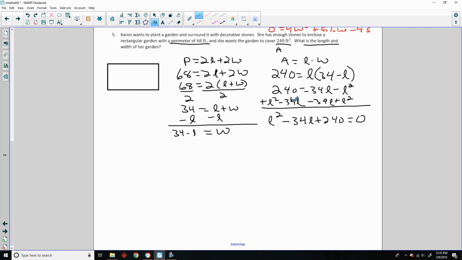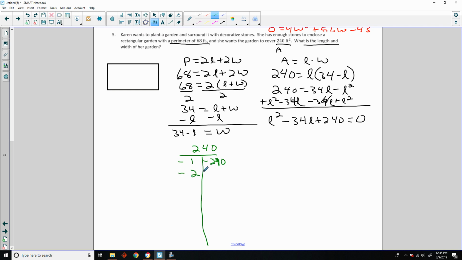That is a 4, by the way. It keeps jumping and making it look like a 9. Same here. All right, so L squared minus 34L plus 240. Okay. So I'm going to look for factors of 240 that add up to negative 34. Since it's negative, it's going to be a negative times a negative. Negative 1 times negative 240 adds up to negative 241, too big.